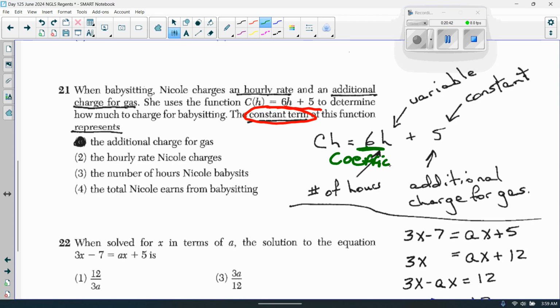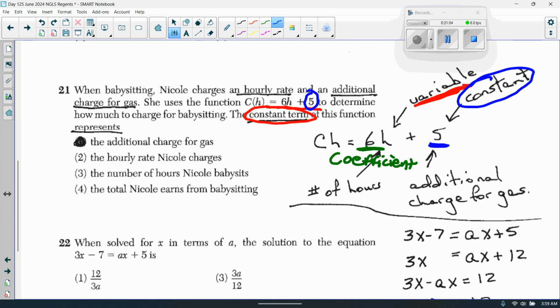That is not what we're looking for. Wrong word. The H is a variable. Again, not what we're looking for. But the 5 by itself, because it has no letter next to it, is called the constant. So they're talking about the 5. They're basically saying, what does the 5 mean?